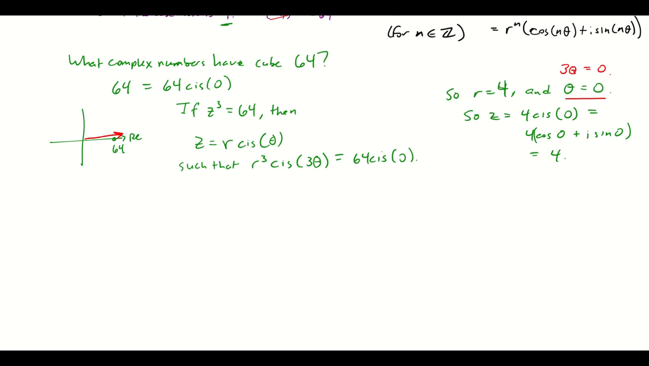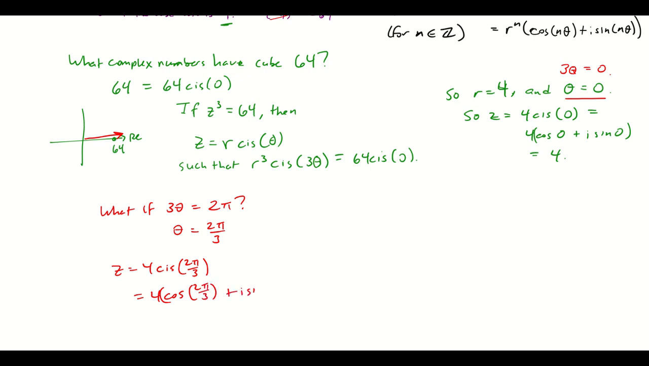Well, to find them, one way we can approach this is we can say, what if 3 theta were not equal to 0, but were equal to 2 pi, which would be in the same position as 0. Well, then theta would be equal to 2 pi over 3. And then we would have z equals 4 cis of theta, which is 2 pi over 3. So that'd be 4 cosine of 2 pi over 3 plus i sine 2 pi over 3.